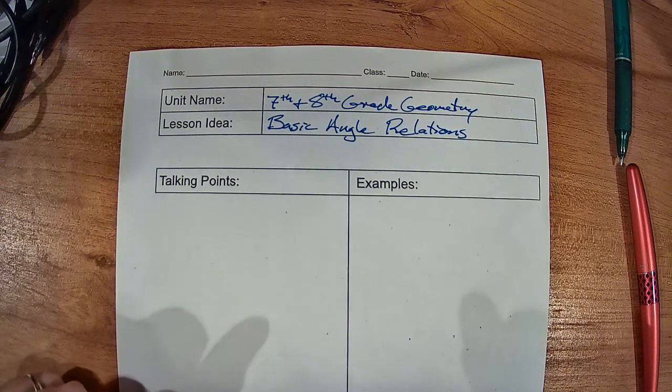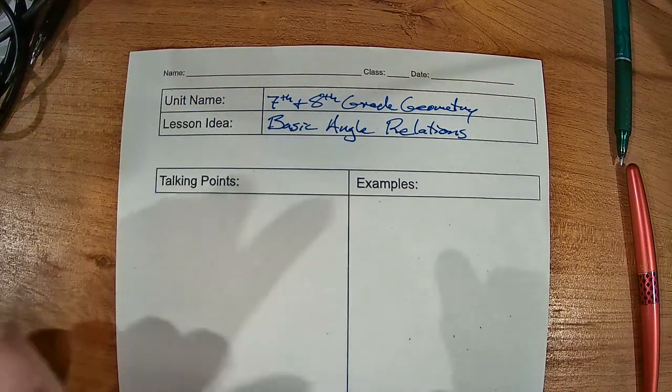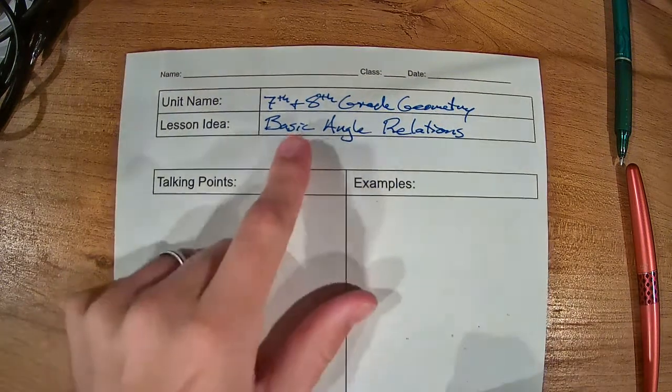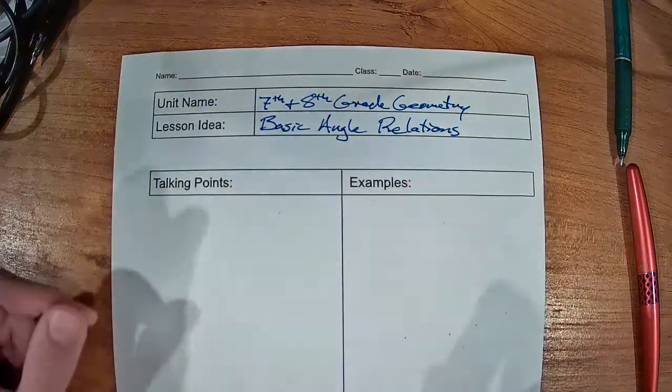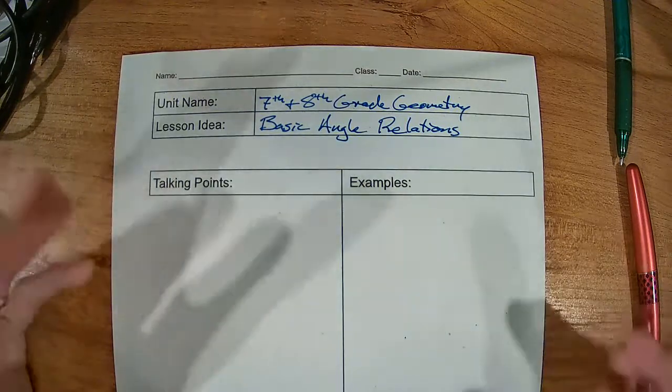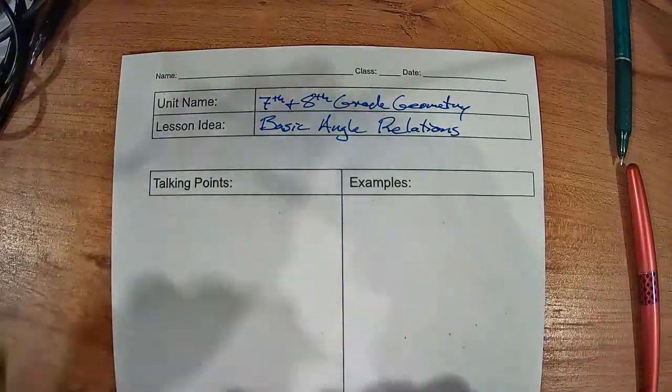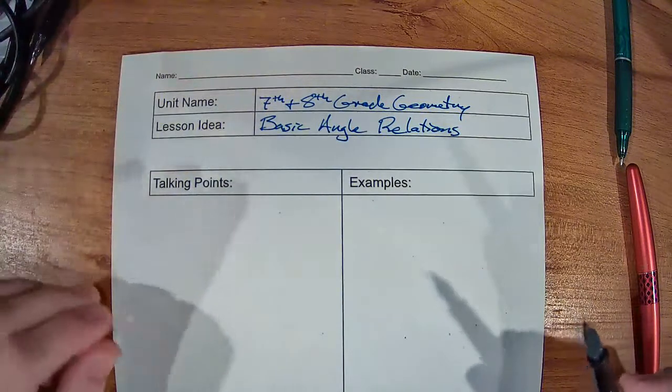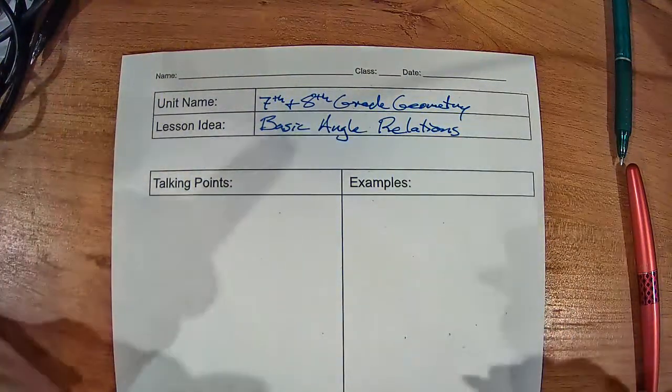All right, guys and gals, on our next installment for the 7th, 8th grade geometry unit, we're going to be looking at what we call basic angle relations. A lot of this stuff you should have covered in 7th grade, maybe even 6th grade, depending on your teacher or where you went to school if you didn't go to our school. But we're going to go through all of these.